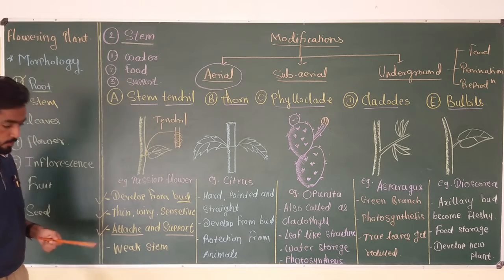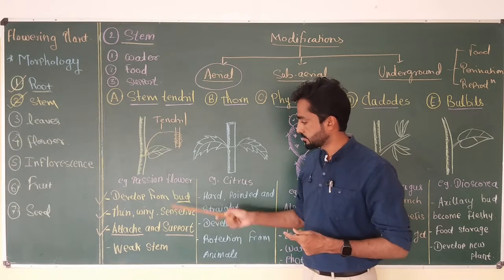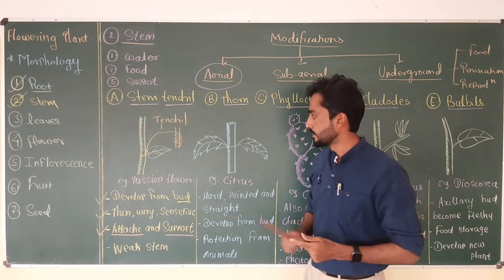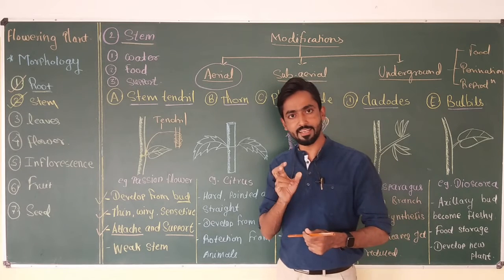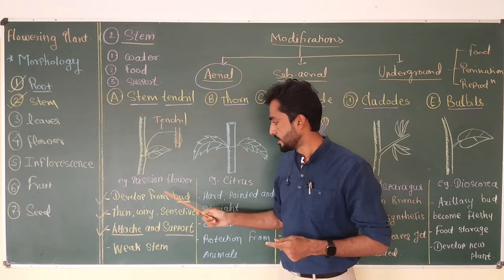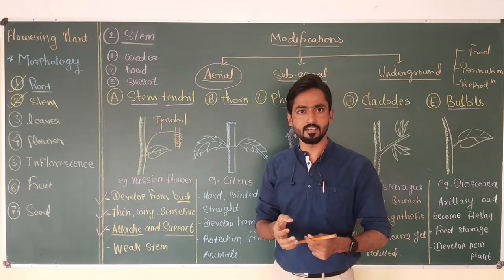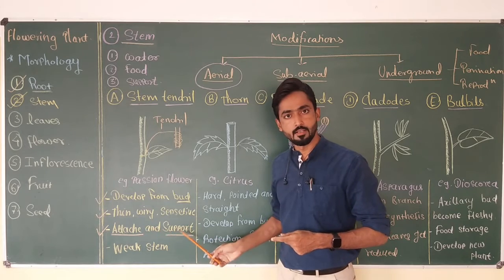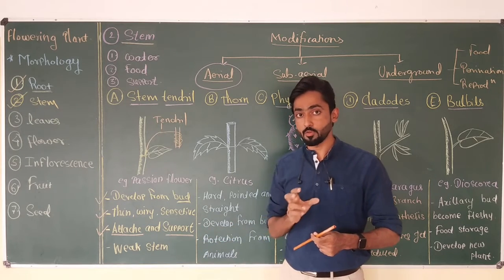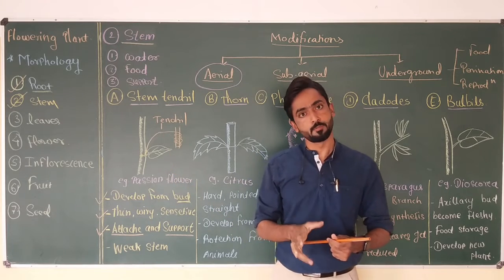If we want to study stem tendrils, you have to remember these four important things: stem tendrils always develop from vegetative buds like the axillary bud. They are thin, wiry, and sensitive structures. They are green in color, and they are useful for attachment and support. And in plants having a weak stem, this type of structure is frequently observed.